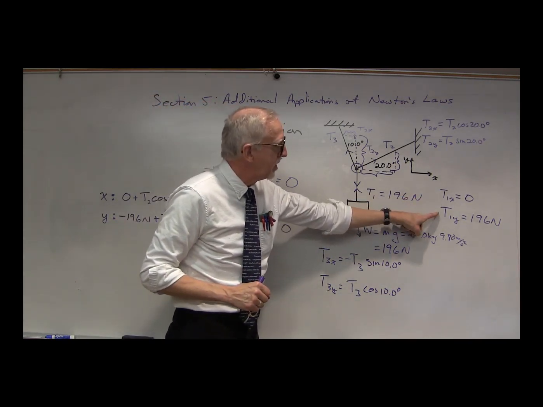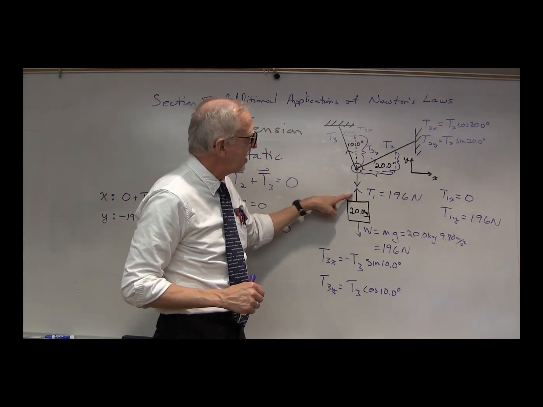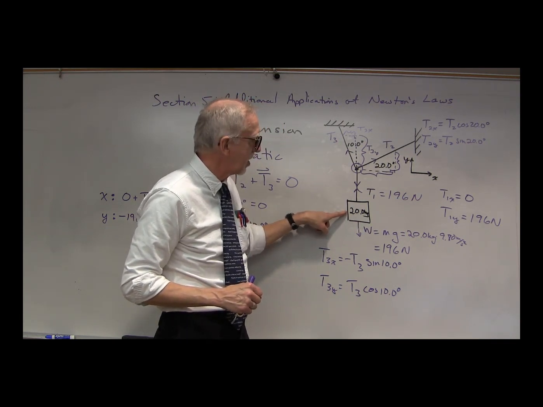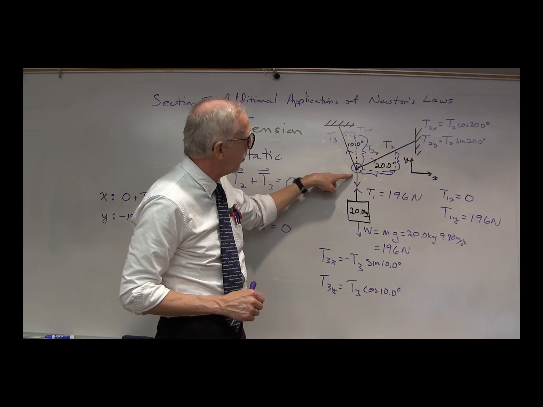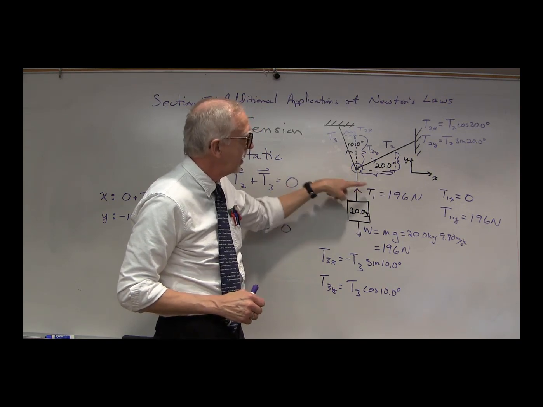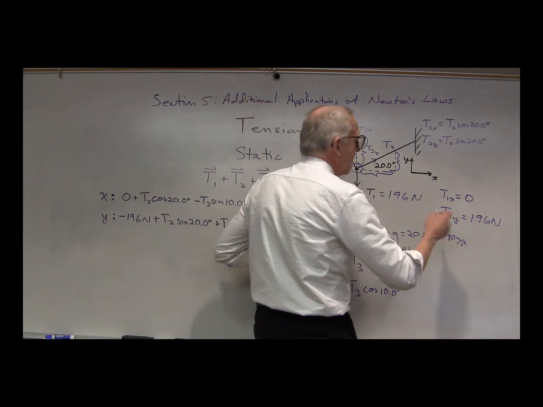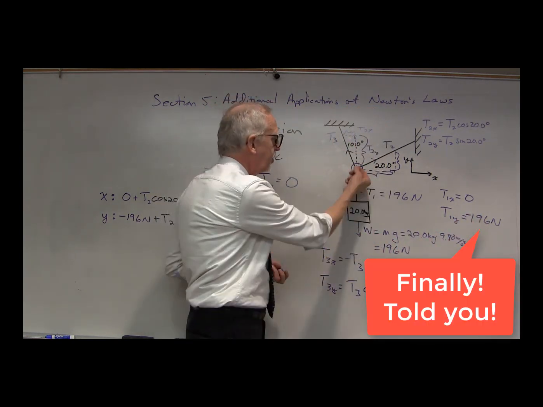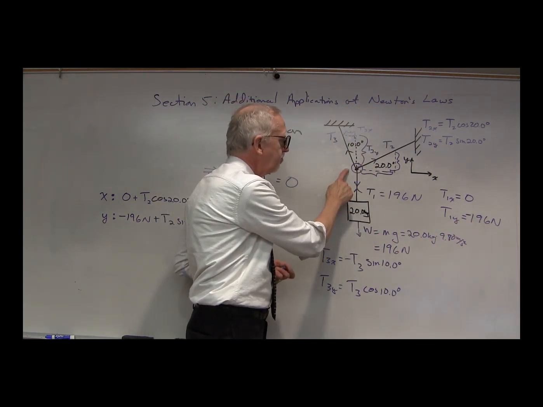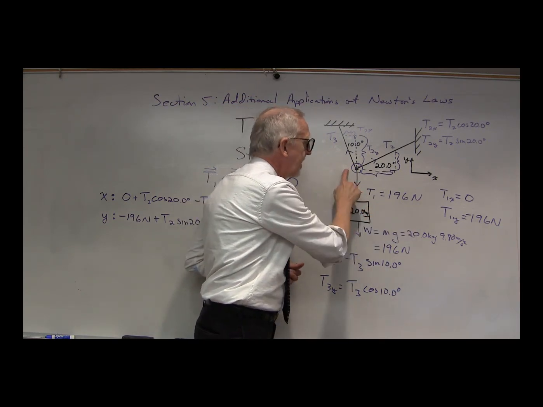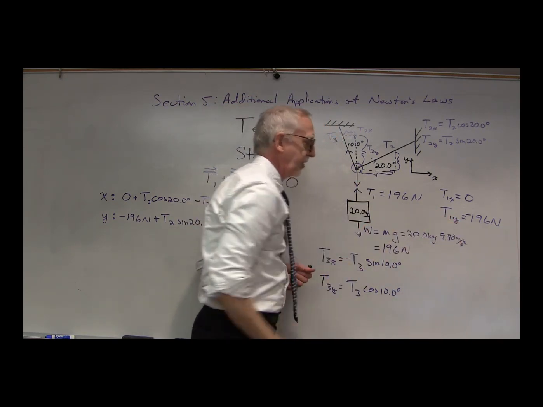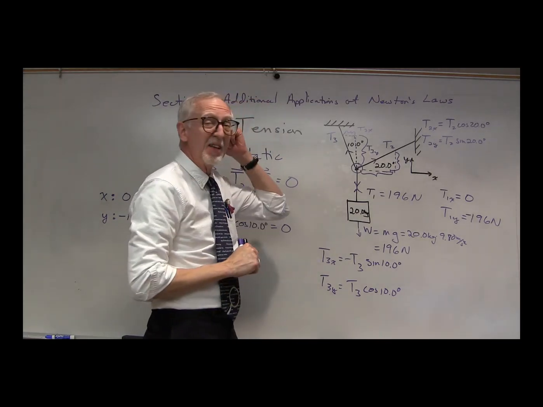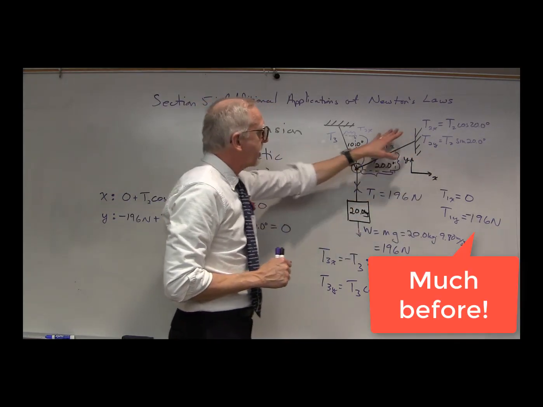With these components for T1, I was actually looking at the components of the force acting on the 20 kilogram mass. But when we look at the force acting at this point, notice T1y has to be negative, right? Because T1 is pulling downward on this point, so T1y is going to have a negative value, okay? Just let's make sure we notice that. Sorry about that, I should have said that before. All right, let's take our components.